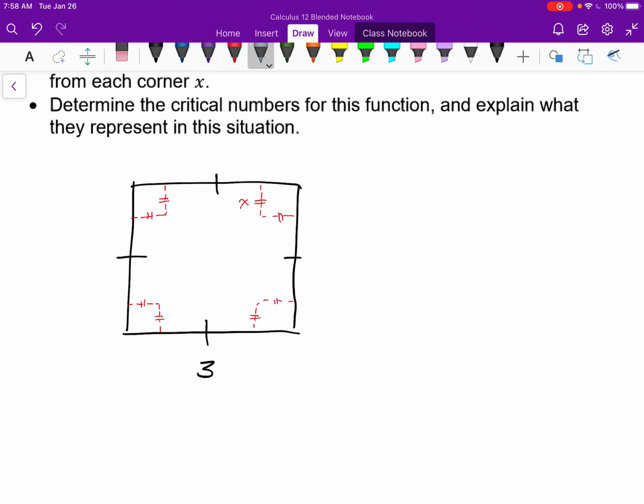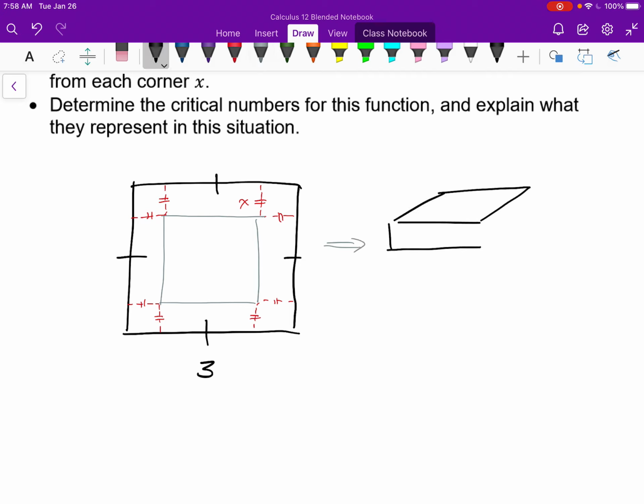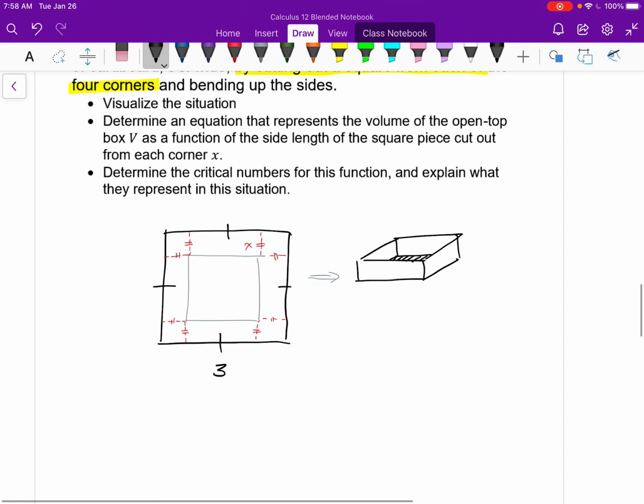Fold up these sides here, and you have a very, very simple 3-dimensional prism. Right, an open top box. Okay, so I've visualized the situation, and I've labeled the side of each square that I'm cutting out, because again, I'm cutting out these squares to create this object. I've labeled each of those x. So determine the critical numbers for this function. Sorry. One thing I haven't done yet is determine volume as a function of x.